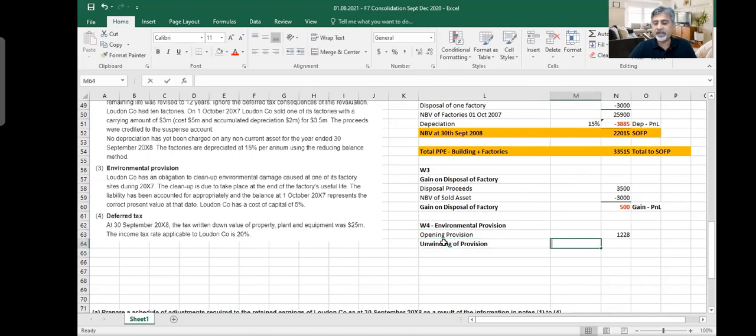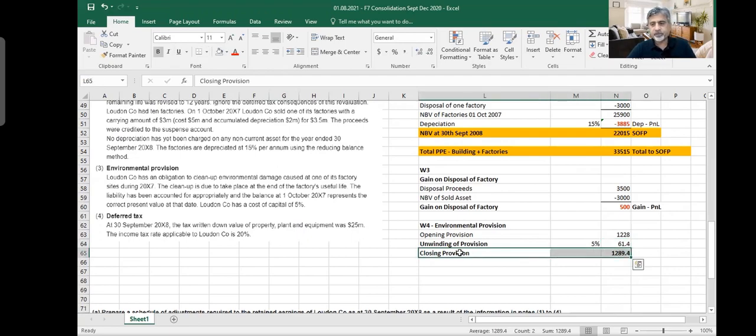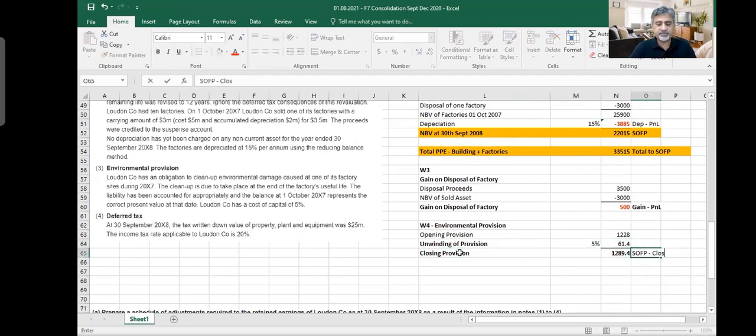And unwinding will be done at 5%, for the full 1 year again, multiplied by this amount, which is 61.4. And this now becomes the closing provision. So in my statement of financial position, this number, 1,289, my friends, this is the number. 1,289 will go to the statement of financial position as my closing provision, okay?